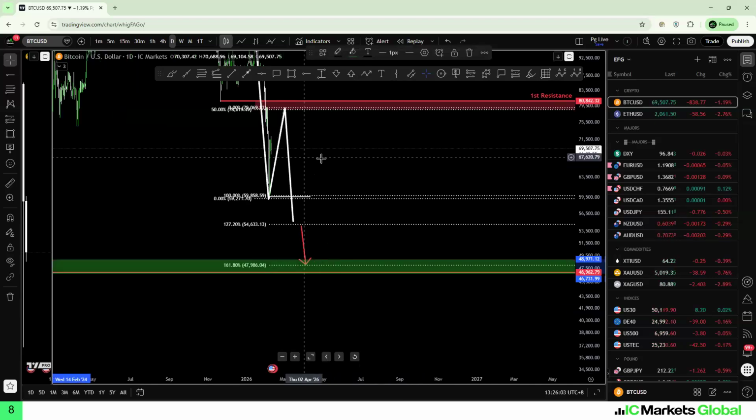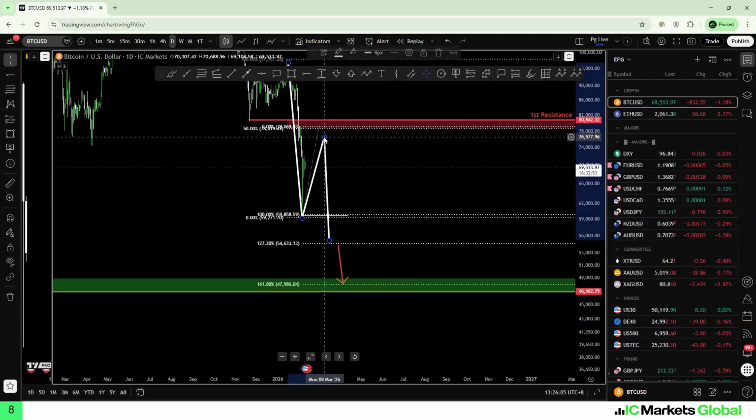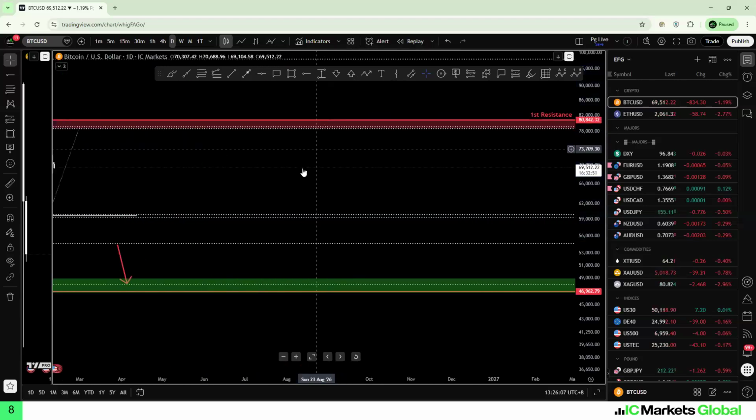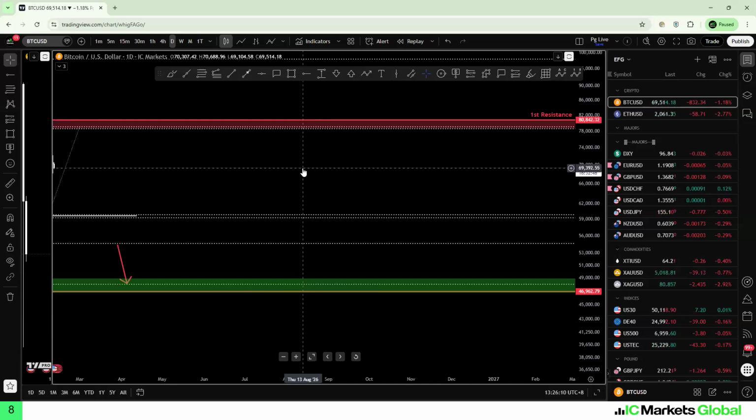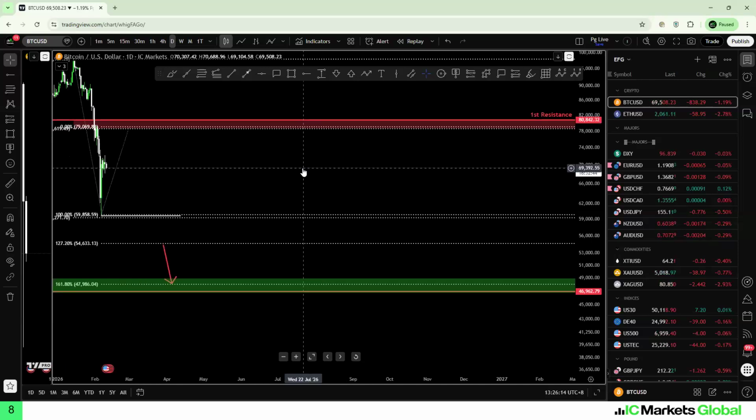But the thing is, you need to wait for price to pull back first to this, because I don't know how far price can pull back. So basically, we need to wait for price to form the high first. But right now, they haven't formed the high.